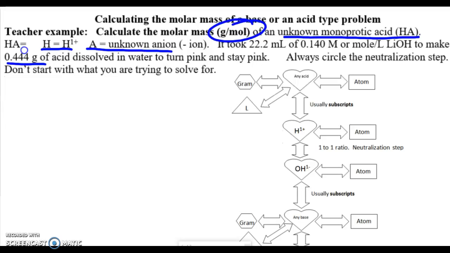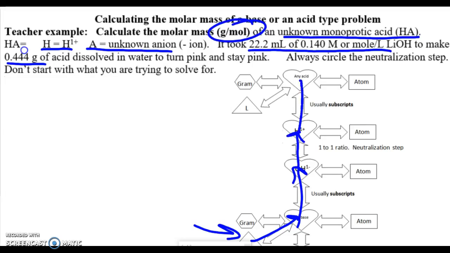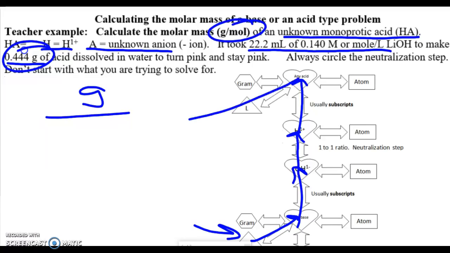We're always going to start with what we're not trying to find out. So we're going to start with this 22 milliliters, down here in this range. We're going to go from milliliter island to liter island to moles of base to moles of hydroxide to moles of hydrogen ion. We're going to get to moles of acid. And they give us the grams of acid. So at the end, in a separate problem, we'll take these grams and divide by the moles that we got there, and now we'll have the molar mass. That is what we were trying to figure out in this problem.